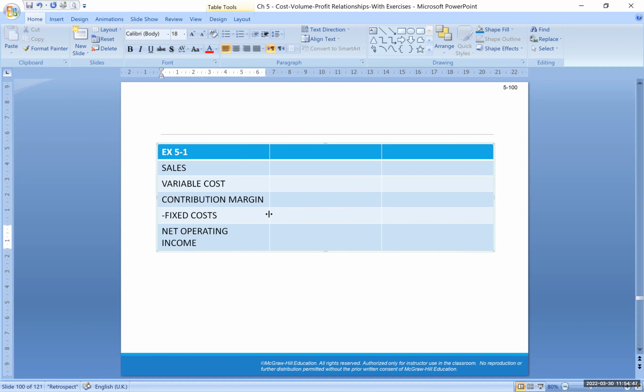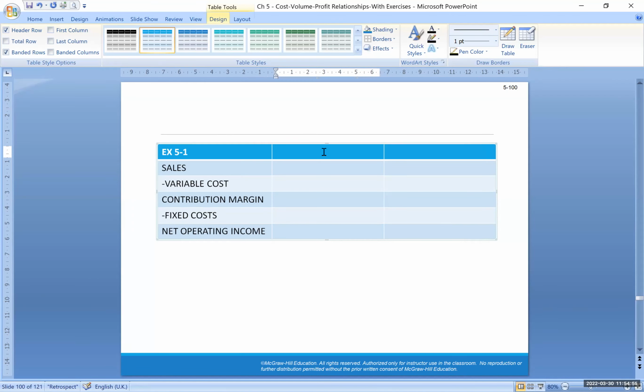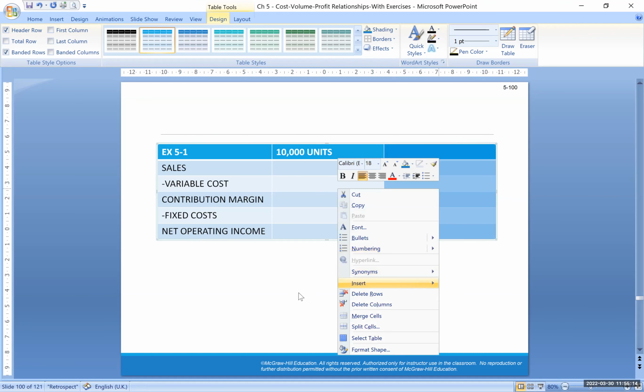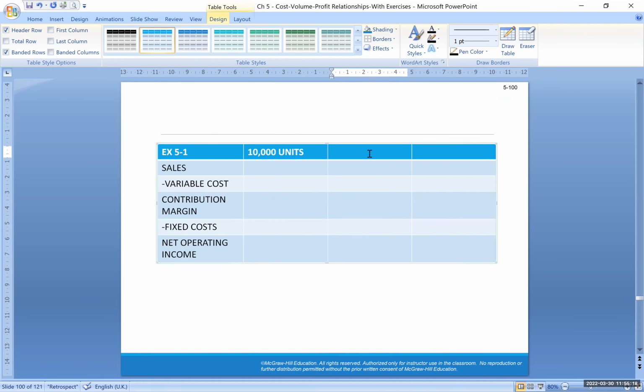Now, the original case that we have is 10,000 units. And what we are trying to calculate is an increase in volume by 100 units, which becomes 10,100 units. The sales here was 350,000, variable cost 200,000. Contribution margin is 150,000. Fixed cost is 135,000. And the net operating income will be 15,000. This is the original information about the current situation that we have now.